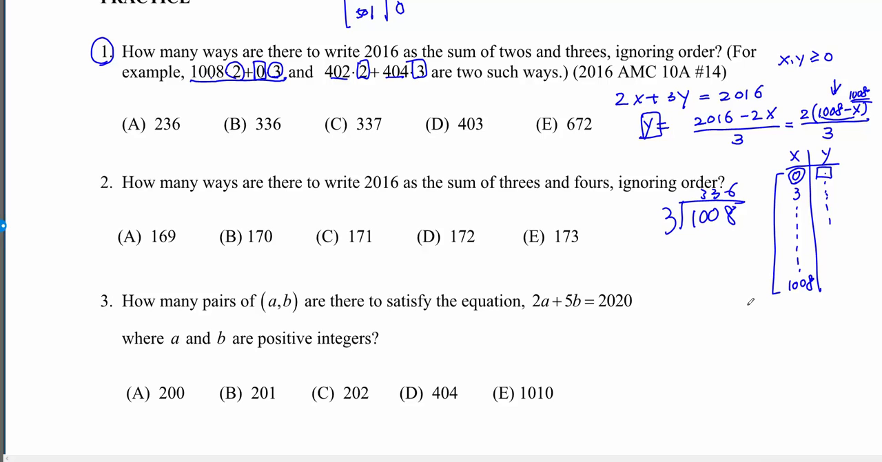337. Yeah, 337, right? From here to here, 336. We need one more number there, okay? 337 is the answer, okay? All right. Now the next number.